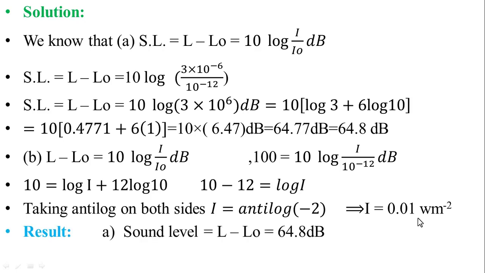So the result of the first part: sound intensity level L minus L naught is equal to 64.8 decibel. And in the B part, intensity of sound I is equal to 0.01 watt per meter square.